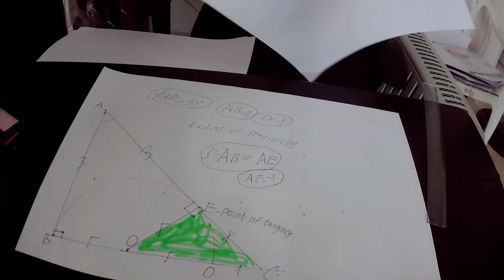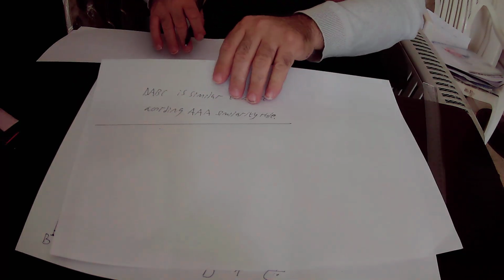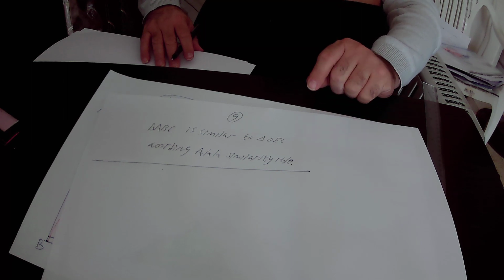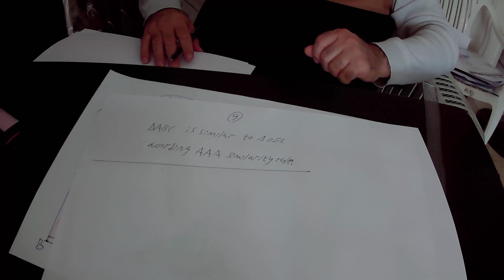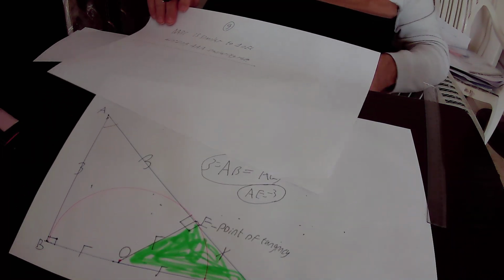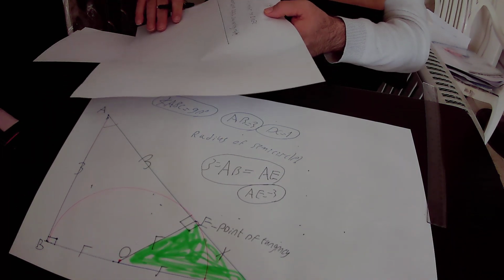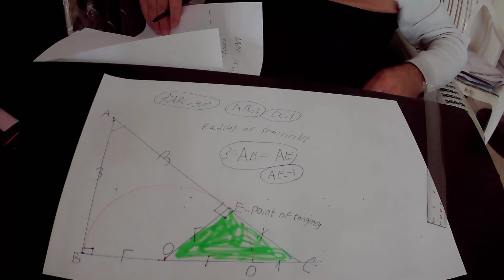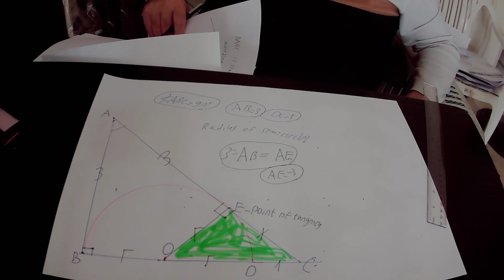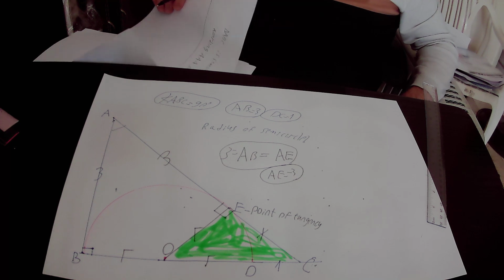I will repeat again. We actually proved that triangle ABC is similar to triangle OEC according to the angle similarity rule. So what is the angle similarity rule? The angle similarity rule is that if you prove that all three angles of one triangle are congruent to all three angles of the other triangle, then those two triangles are similar to each other.